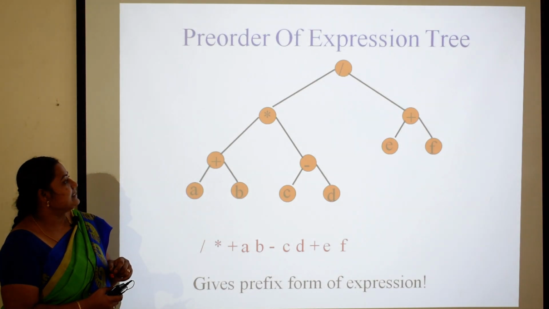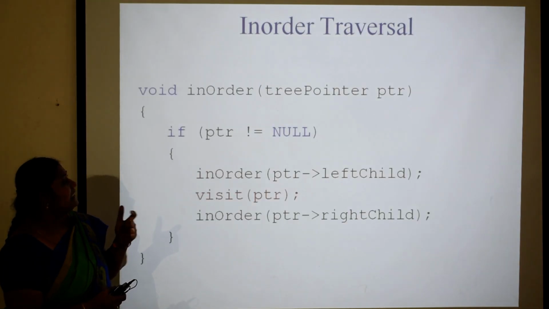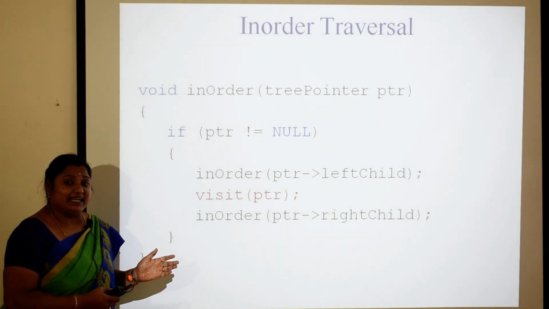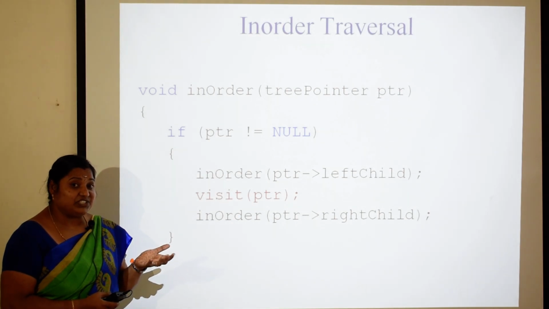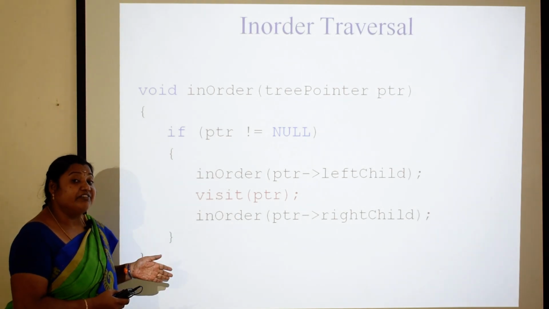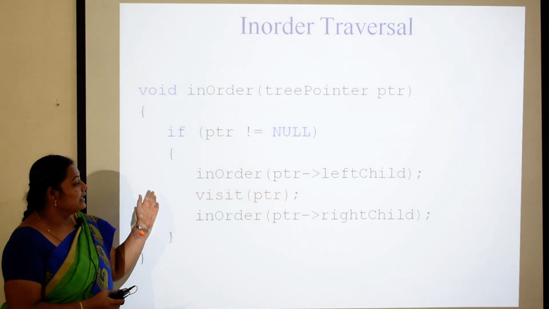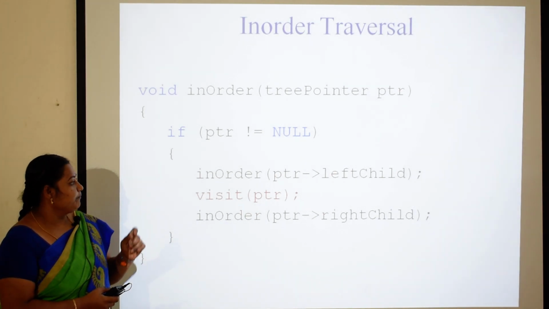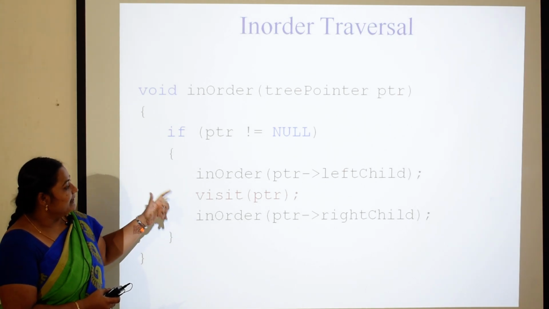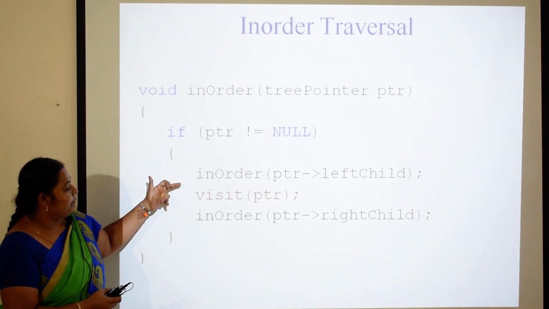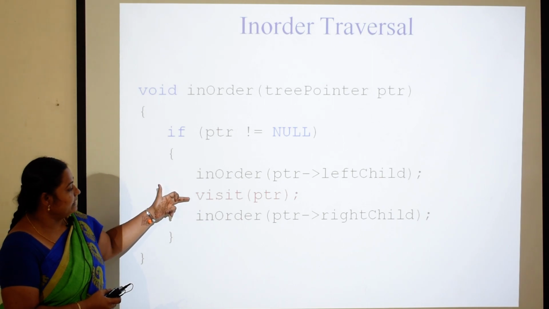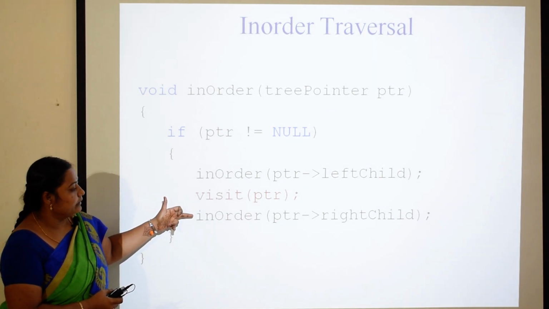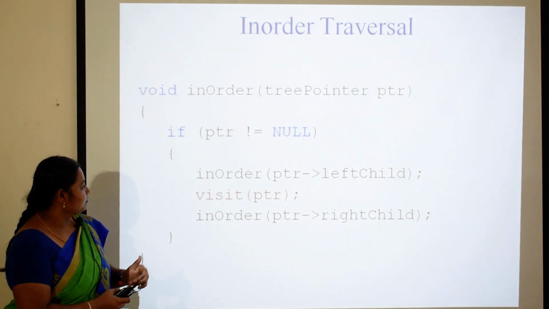Next one is in-order traversal. As we said, it will print the leftmost child. In a given tree, it prints the leftmost child of the tree, then it goes to the root node, then it goes to the right child. So this is what is given here. First, it prints all the left children. Then it prints all the parents till the root. Then it prints the right children.